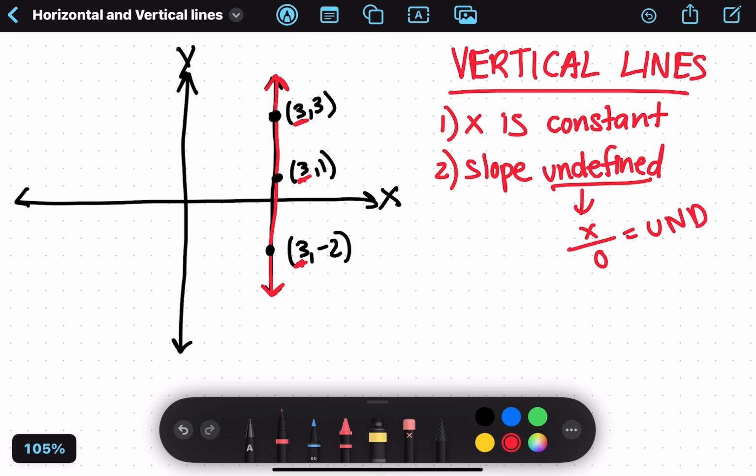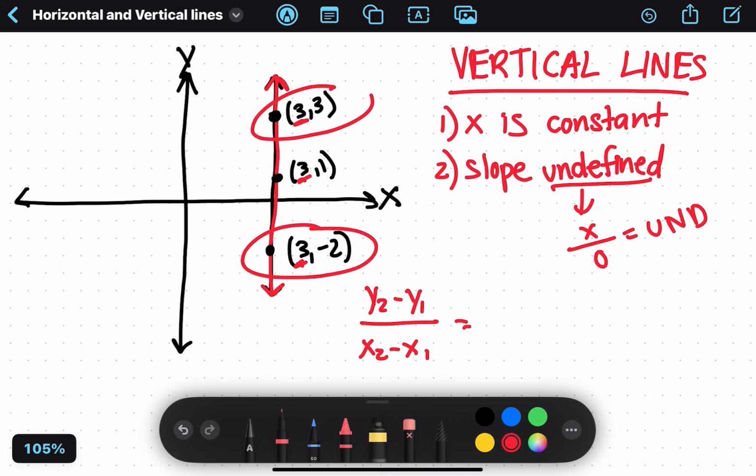So using this line that we have right here, let's try and prove that the slope of a vertical line is undefined. So slope formula, y2 minus y1 over x2 minus x1. All right, so meaning we need to get x2 minus x1 to equal 0. So let's take this point here and this point here. All right, so our y2 in this case, let's just say -2, and our y1 would be 3.